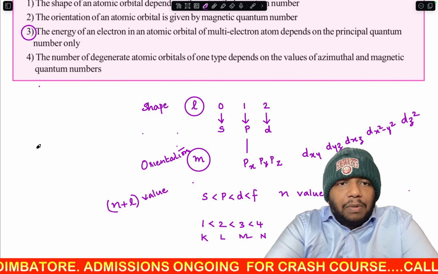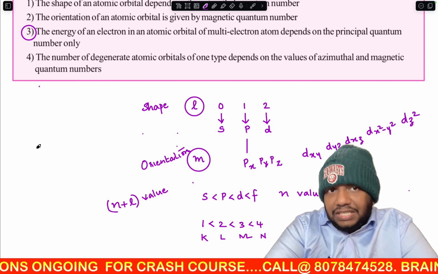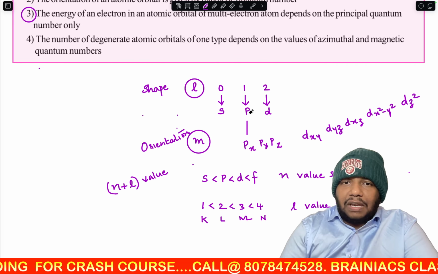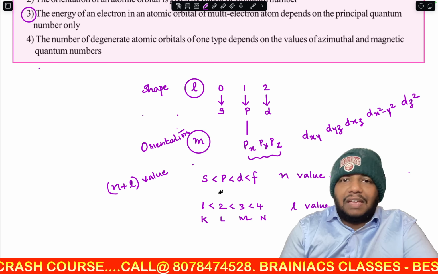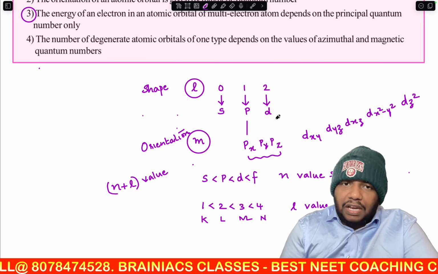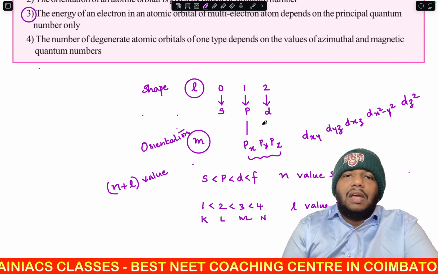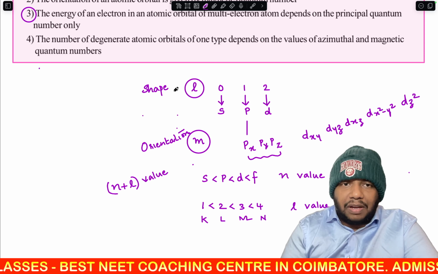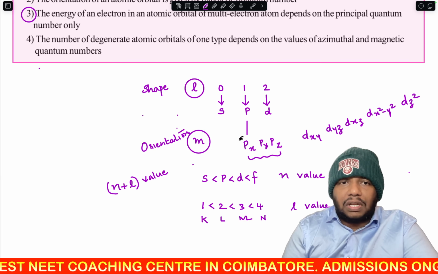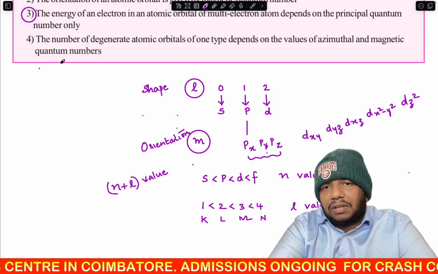Now the third one. Tell me, sir, the number of degenerate atomic orbitals. Degenerate means orbitals of the same energy. So here we know that all 3 p orbitals have the same energy. It depends on one type, so p type or d type or s type depends on the values of azimuthal and magnetic quantum number. Azimuthal quantum number determines the shape, and the magnetic quantum number determines its orientation. So that's also a correct statement.